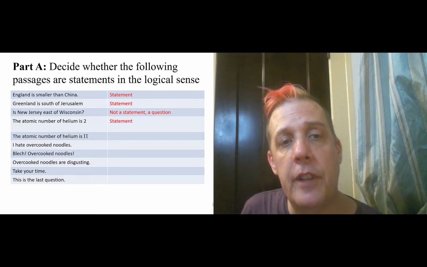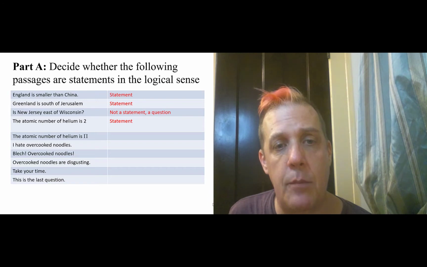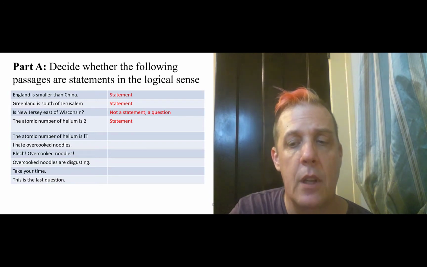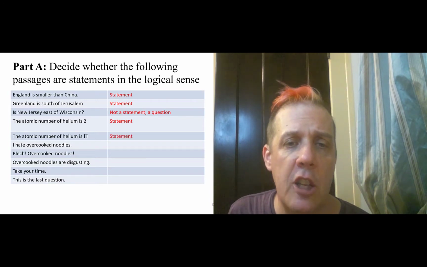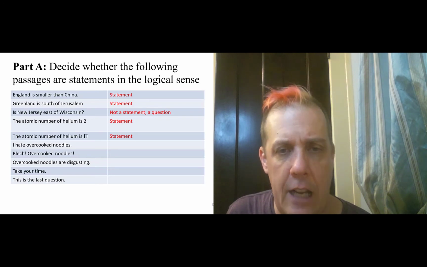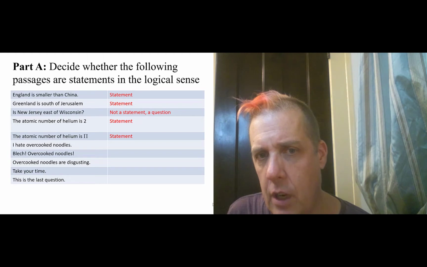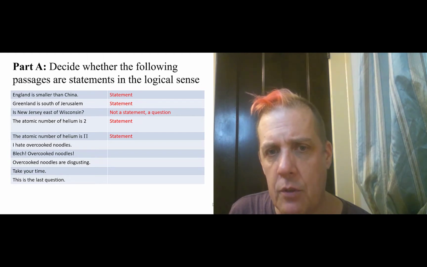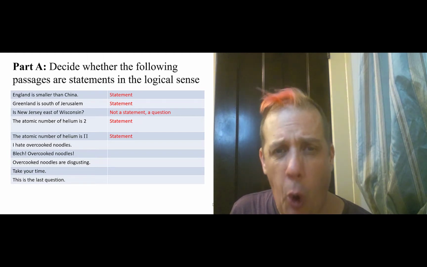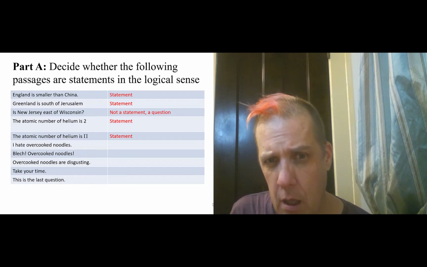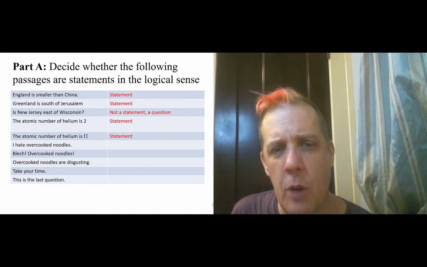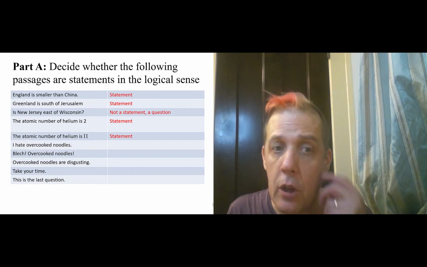The atomic number of helium is 2 is a statement. The atomic number of helium is pi is a statement, even though it's actually kind of silly, right? Because if you remember your chemistry, atomic numbers have to be whole numbers. It can't be pi. But it doesn't matter because it has the form of something that can be true or false.